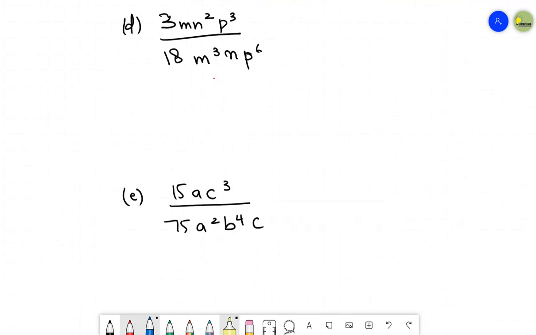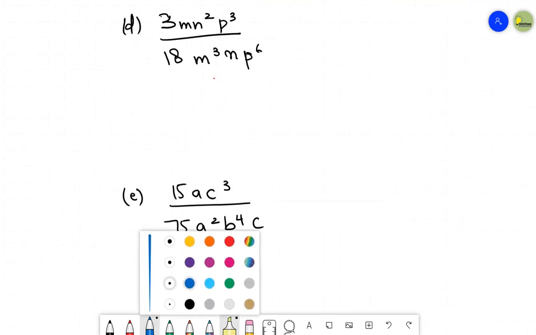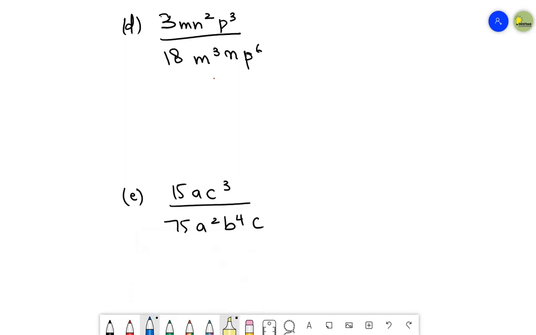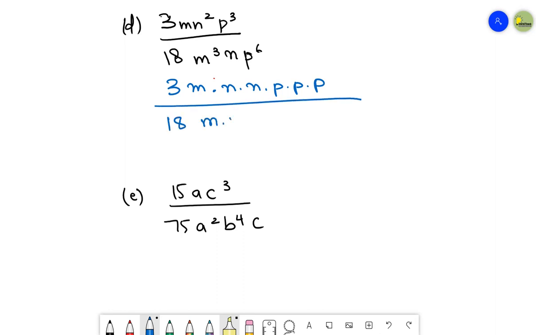The same way we are supposed to do part D. Let me expand the variables. This is 3. I have only one M. I have 2N multiplying and I have 3, whole divided by 18. M will be multiplied with M with M. And then you only have one N and you have 6 P's. 1, 2, 3, 4, 5, 6.